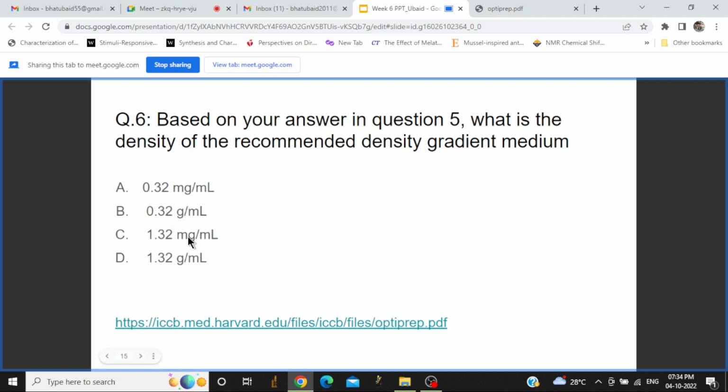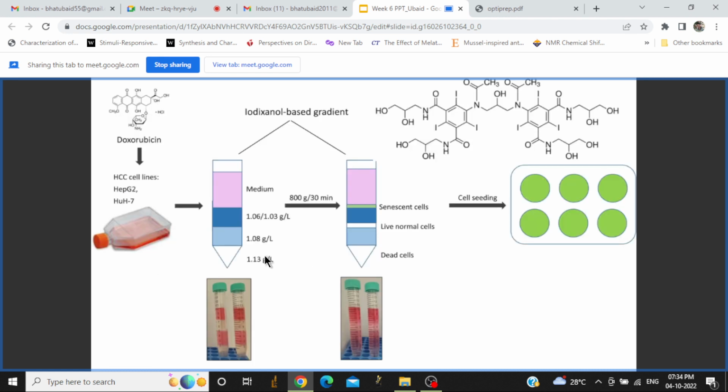0.3 mg or 0.3 gram or 1.3 mg are very less. In all the cases, I have checked different papers also, and they have used different concentrations or different densities, because depending on the sample, we can vary the densities. But here, maybe there is a typing mistake. They have used 1.3 grams per liter, and this is a very low concentration. Maybe it should be grams per ml in this paper.